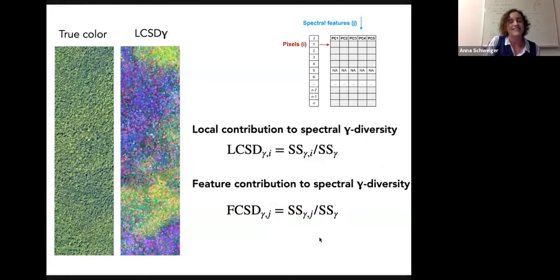What is interesting is that with variance partitioning, we can calculate the local contributions to spectral gamma diversity, and also what we call the feature contributions. So the contributions of particular wavelengths or spectral components, if you will, to spectral gamma diversity in this case. Because gamma diversity is just one value for the entire region, but the local contribution of individual pixels to gamma diversity can be mapped. It is the sums of squares of one pixel divided by the sums of squares of the total region.